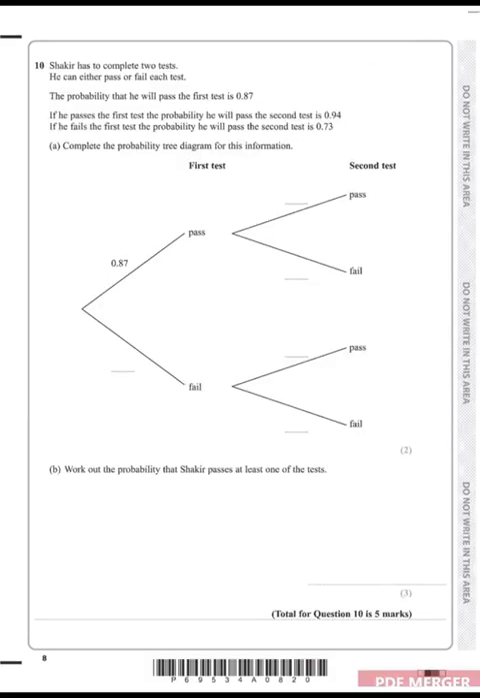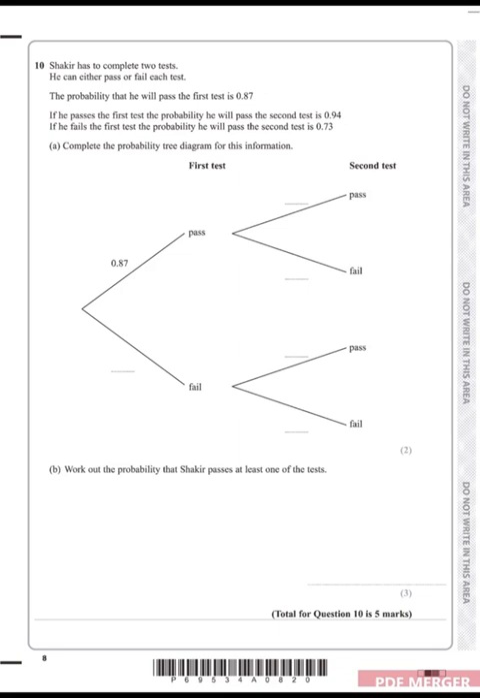Shakir has to complete 2 tests. He can either pass or fail each test. The probability that he will pass the first test is 0.87. If he passes the first test, the probability he will pass the second test is 0.94. If he fails the first test, the probability he will pass the second test is 0.73. Part A, complete the probability tree diagram for this information, 2 marks.